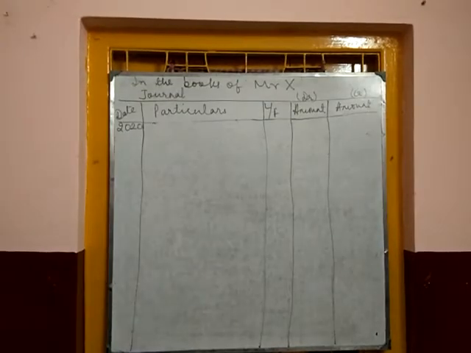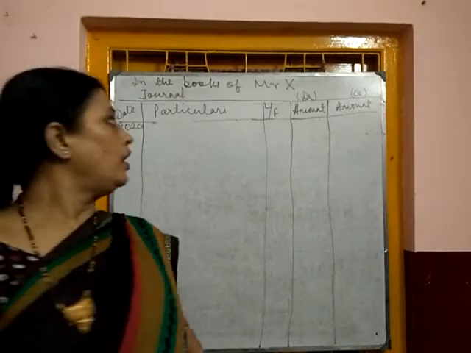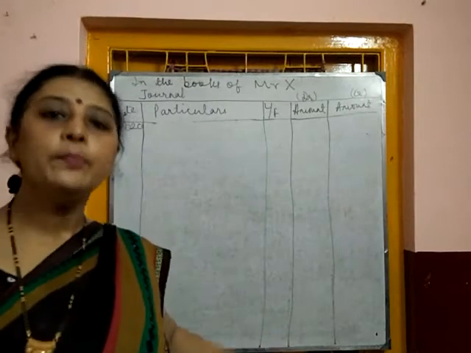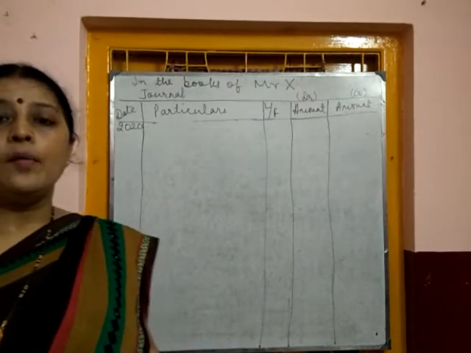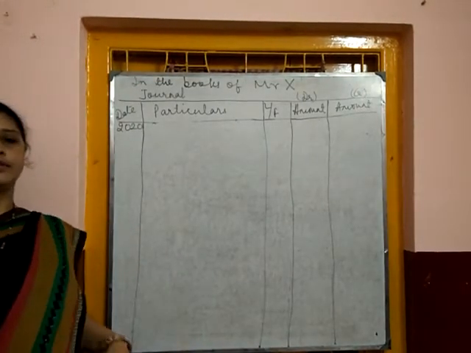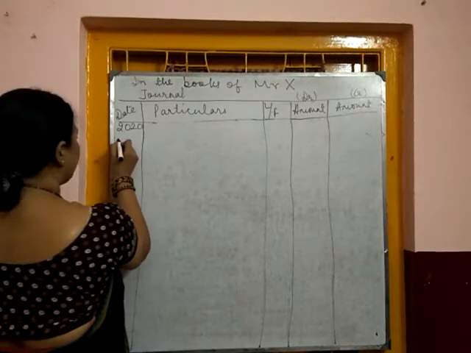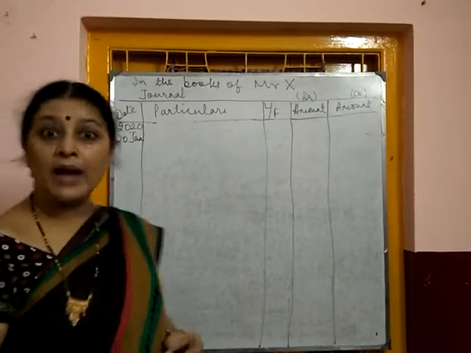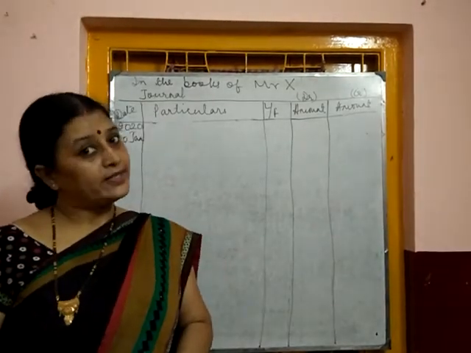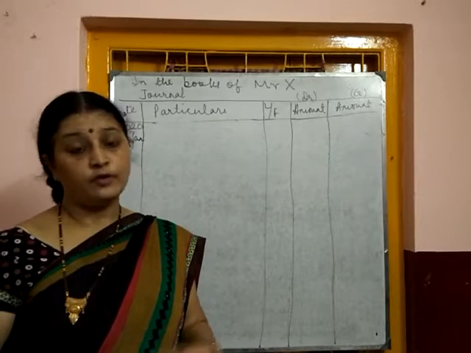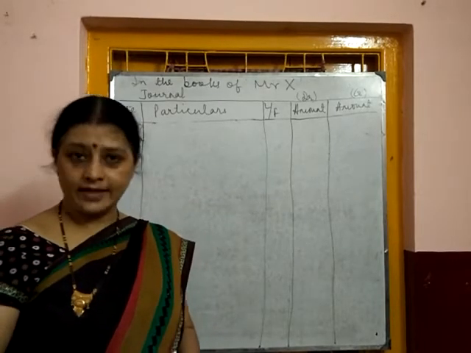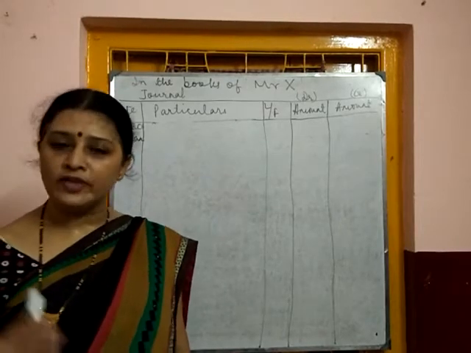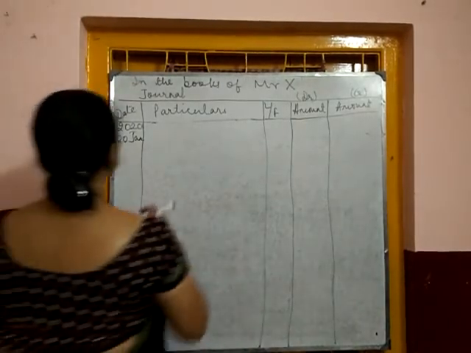Now see children, on 20th January, Mr. X is again purchasing a plant for rupees 1000. So we will write here as 20 January. Okay, what is purchased? Plant is purchased, and plant is the asset for the business. As I told you, whenever an asset is purchased, we have to write the name of the asset. So here what has been purchased?